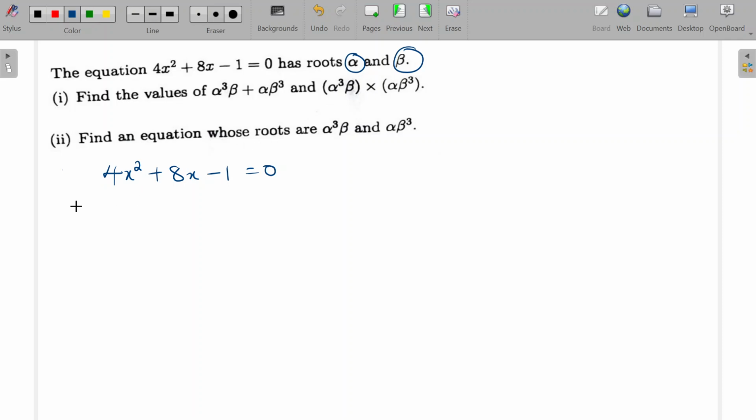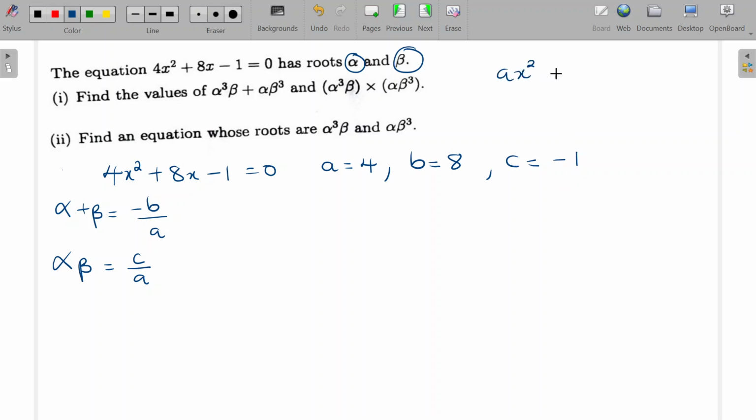These roots, when you add them, alpha plus beta, you're supposed to get negative b over a. Then when you multiply them, which is the product, you're supposed to get c over a. Now, what is our a? In this case, a is 4. What is our b? b is 8. What is our c? c is negative 1. Don't forget this; that is how a quadratic equation is.